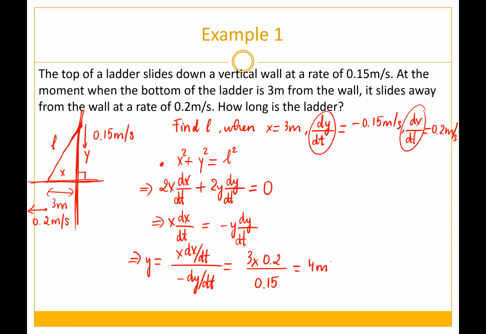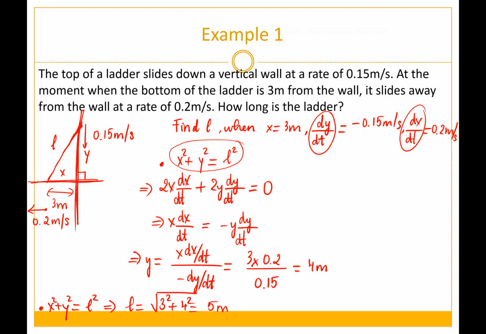Now, because L is always constant, using the Pythagorean theorem we can find L. We have x squared plus y squared equal to L squared. So L is the square root of 3 squared plus 4 squared, which is 5 meters.